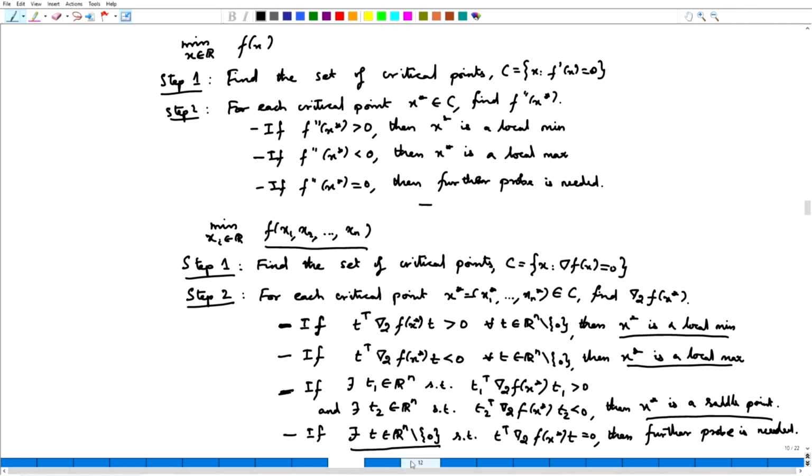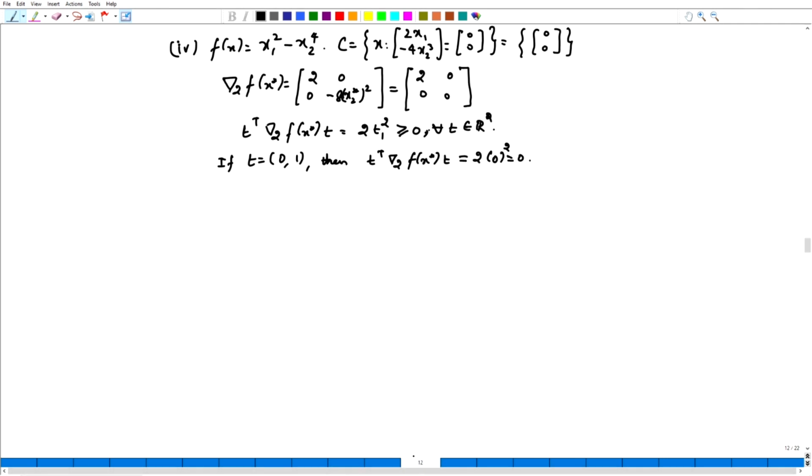That means further probe is needed. I am not going to do the further probe here, but it is easy to see that (0, 0) is actually a saddle point for this example. If you consider the point, I will possibly write it down. So this means that further probe is needed.